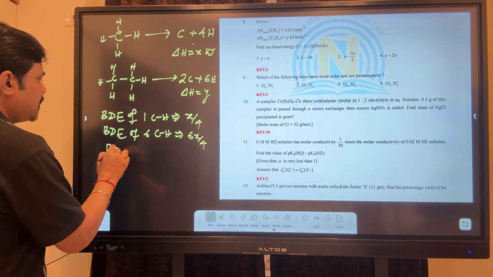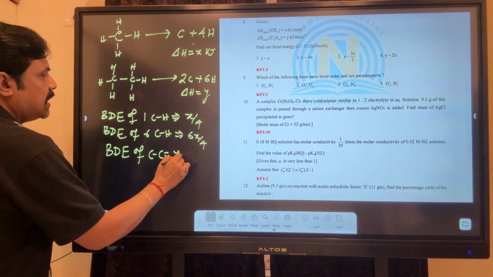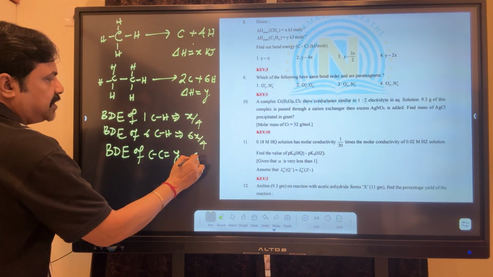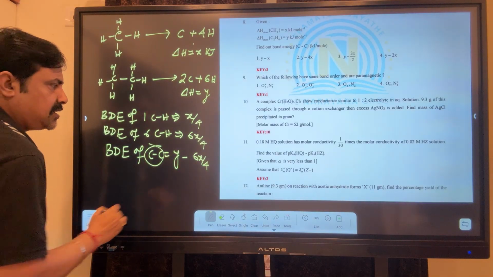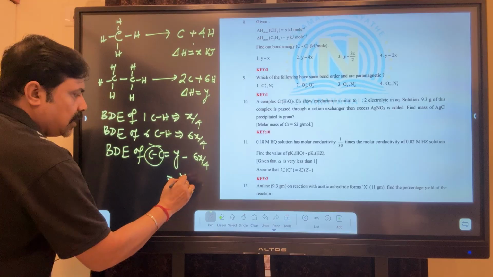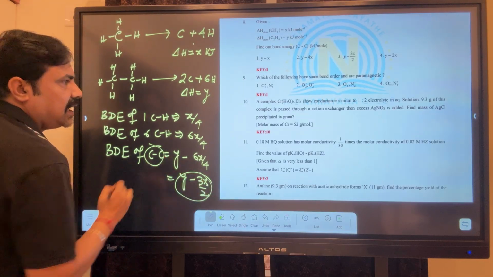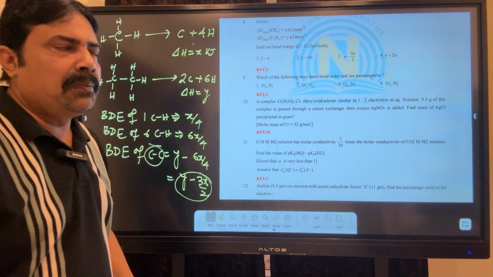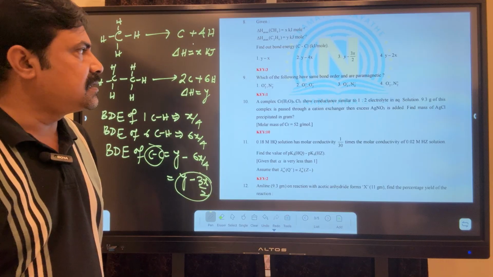Then the bond dissociation energy of carbon-carbon will be equal to total Y minus 6 carbon-hydrogen bond dissociation energy, which is 6X by 4. That is nothing but the bond dissociation energy of carbon-carbon. If you simplify, Y minus 3X by 2, that will be your answer. You look at the options, your third option is there, Y minus 3X by 2. That's why that option will be the answer.